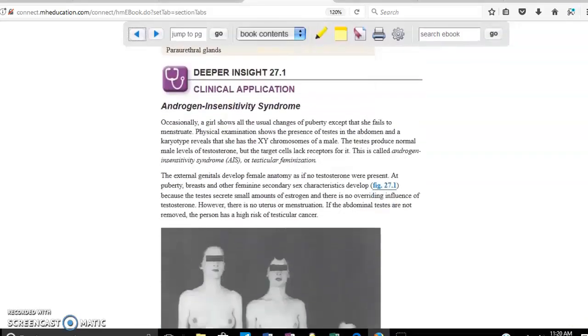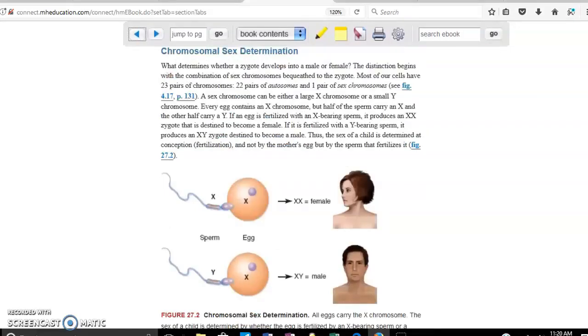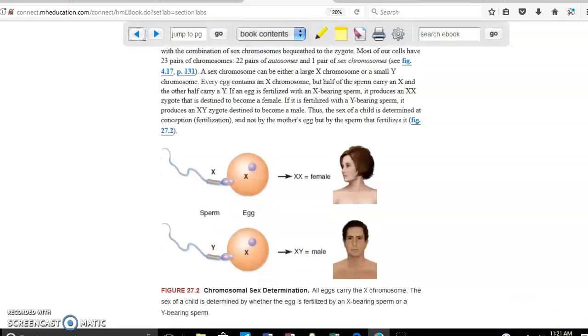We keep scrolling down. So, chromosomal sex determination: the gender is determined when the spermatozoid and the ovule get in contact and fecundation happens. So if the combination of the spermatozoid and the ovule is X and X, as you can see right here in the figure, it is a female, and if it's X and Y, then it's going to be a male. So we keep scrolling down.